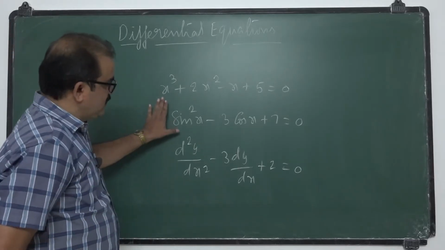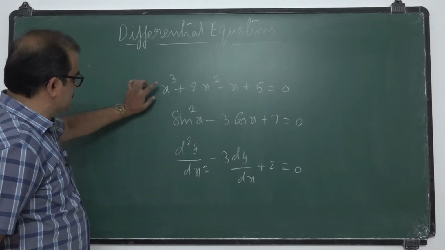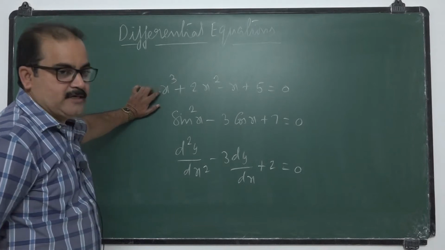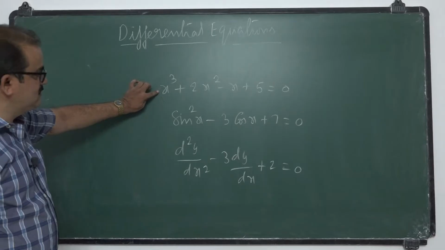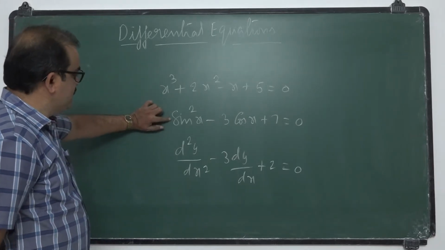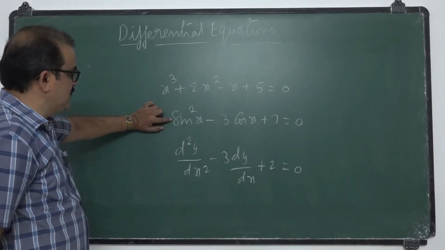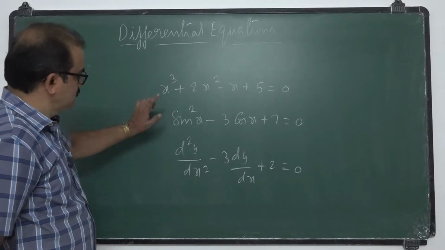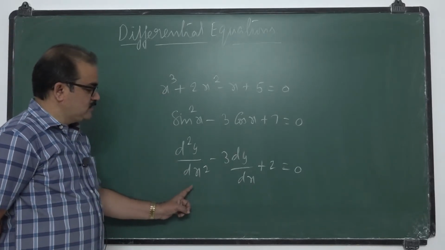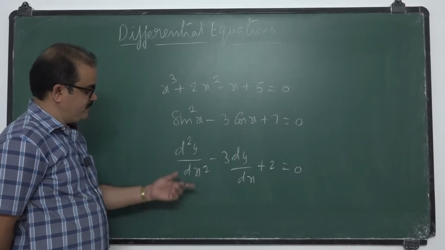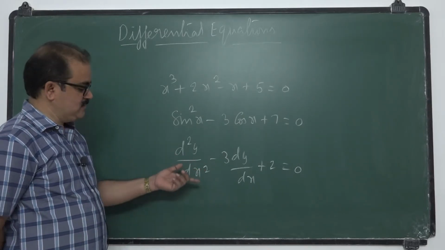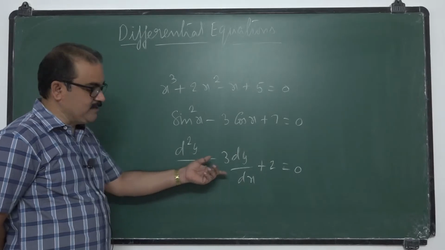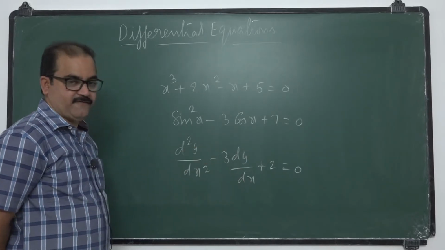You observe the difference between these three equations. It is an equation in terms of x, so it is called a polynomial equation in x. It is called a trigonometric equation. It is called a differential equation. Say, what is meant by differential equation? It is an equation involving derivatives of a function.